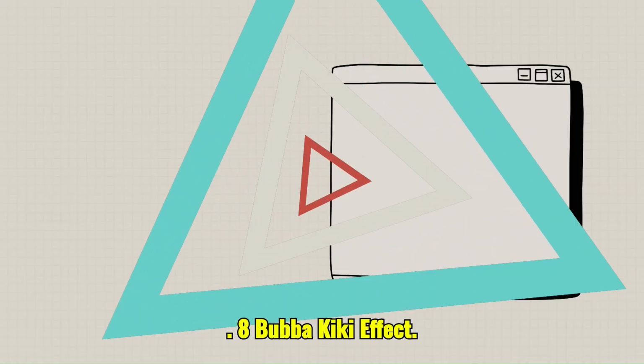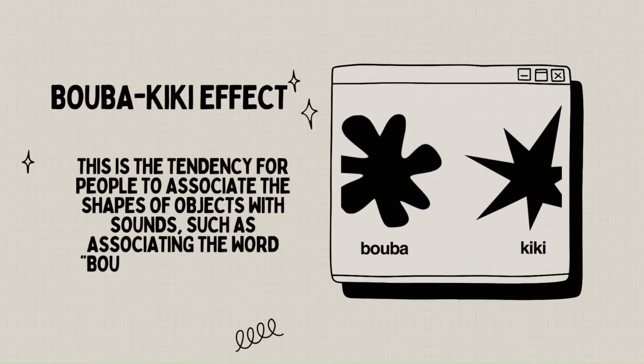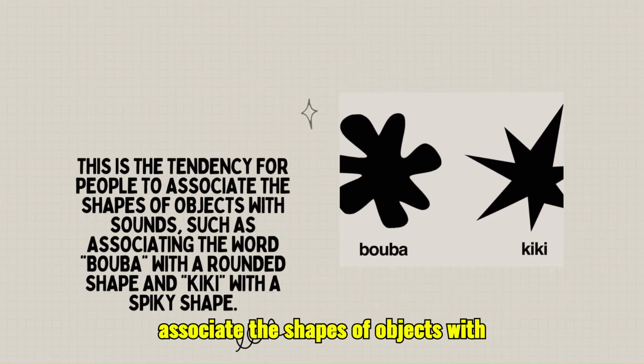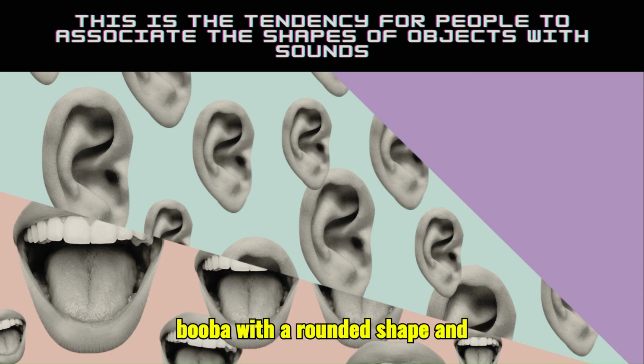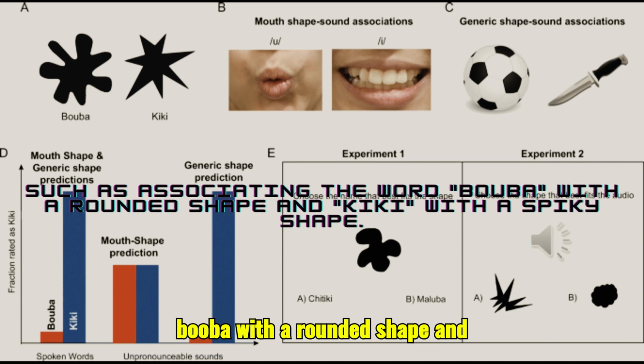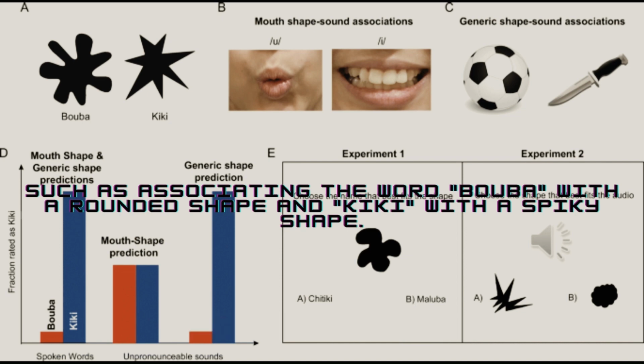8. Bouba-kiki effect. This is the tendency for people to associate the shapes of objects with sounds, such as associating the word bouba with a rounded shape and kiki with a spiky shape.